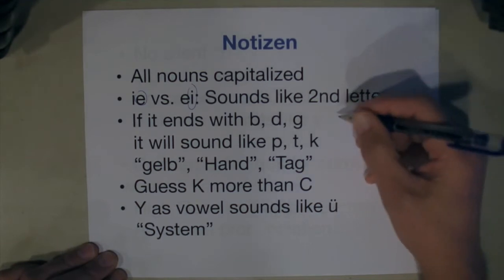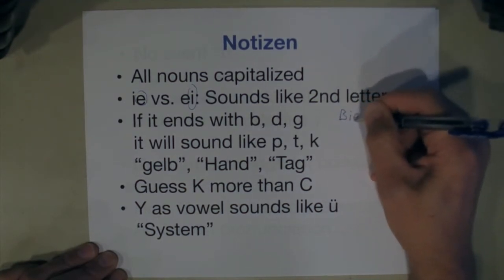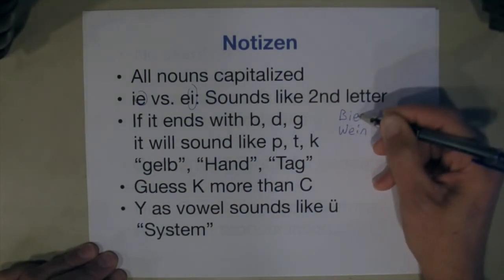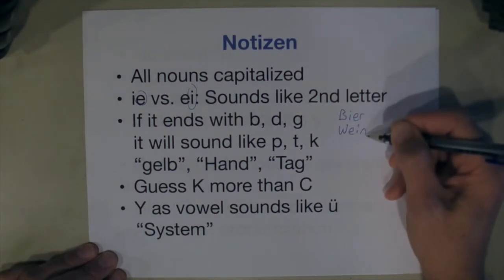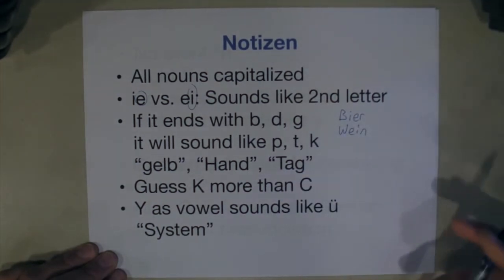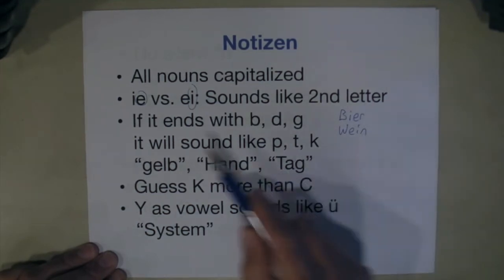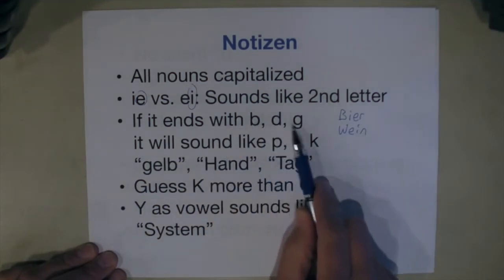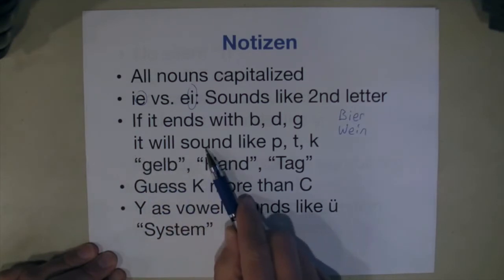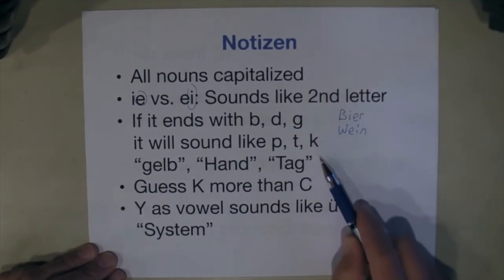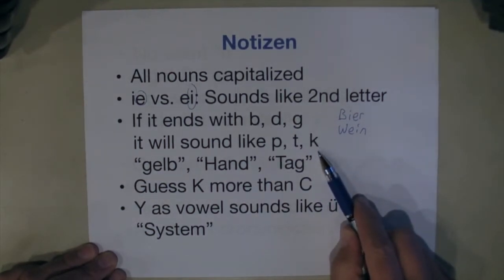Here's a couple of samples. I like to use Bier and Wein. Bier has E as the second letter, so it sounds like an E. Bier. And Wein has I as the second letter, so it sounds like Wein. And it never varies from that. It's always like that. Okay? Very good. If a word ends with the letter B, the letter D, or the letter G, the word will sound like it ends with the letter P in this case, or the letter T in this case, or the letter K in this case, with a minor exception, and I'll get to that.